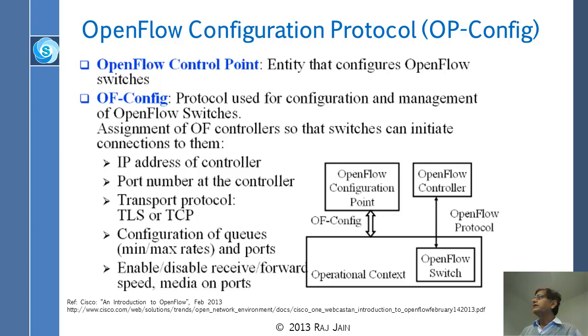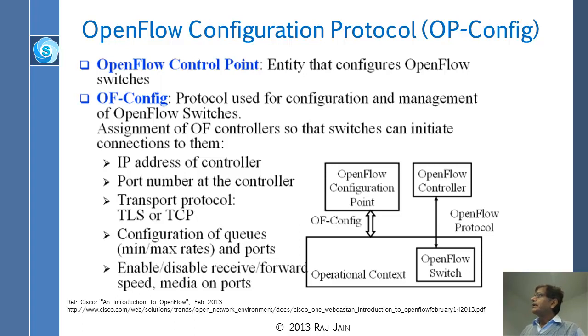All right. So this is a function, and its job is to simply do the configuration. And the OpenFlow controller's job is to speak the OpenFlow protocol with the switch. So that is the controller function, and this is the configuration function. So the configuration point is the entity that configures the OpenFlow switches. And what does it do? It basically speaks the protocol which is called OF-config. It's a different protocol with a different specification.